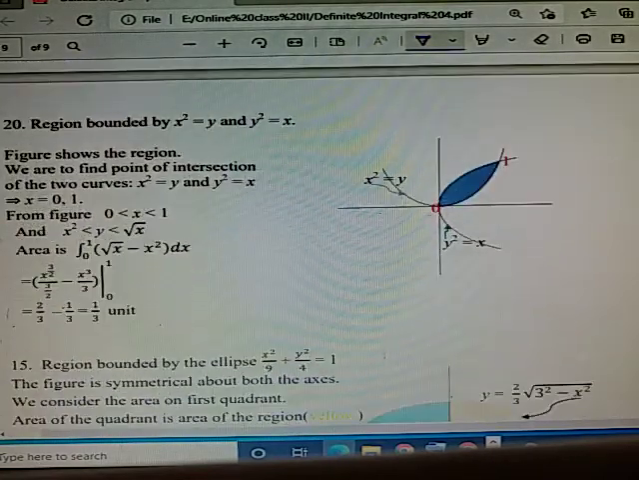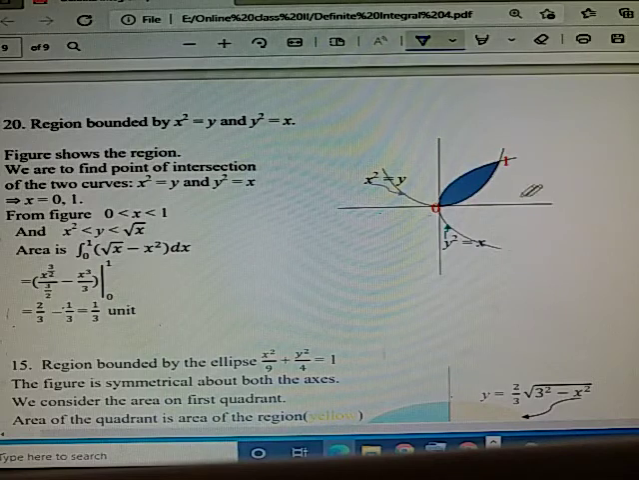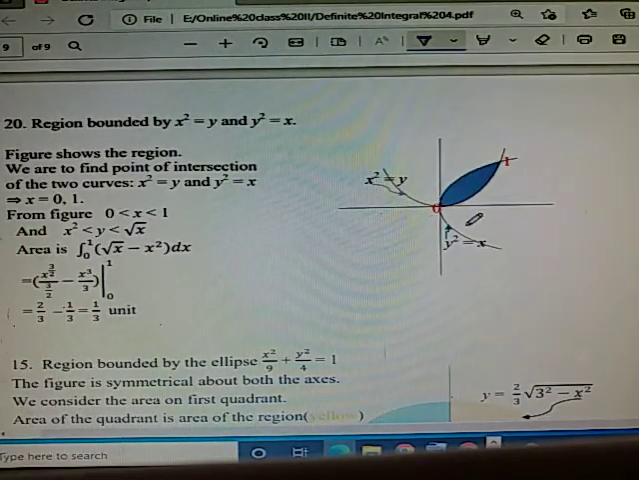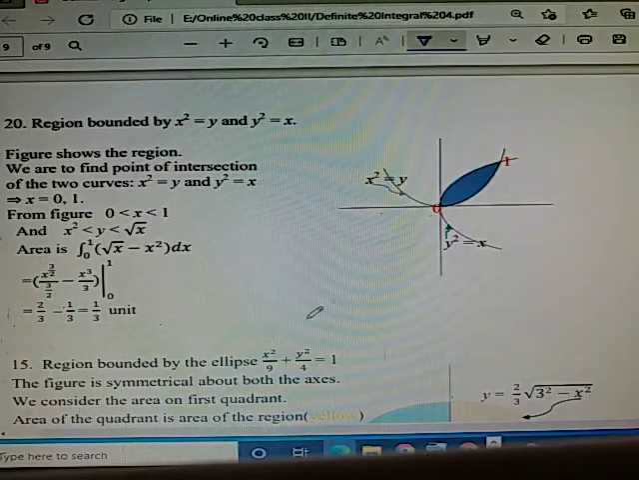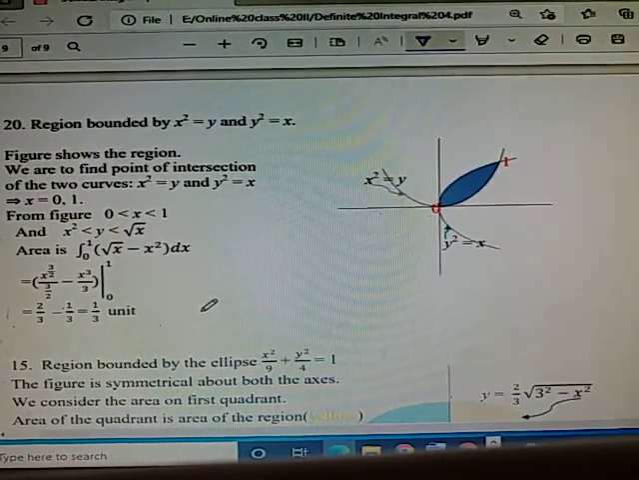And number 20, this is the last one. So two curves. We need the area bounded by the two curves. So this is from 0 to 1, and this one is greater. y is equal to root x is greater than y is equal to x square. So our integration is from root x minus x square. So the answer is 1/3 unit.